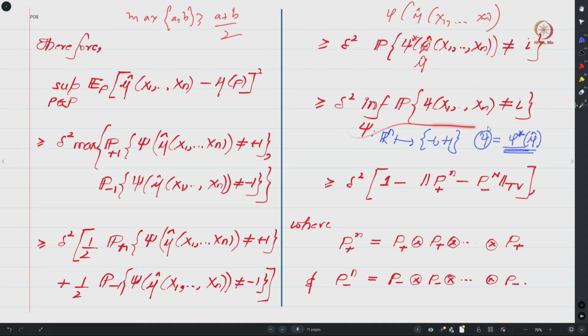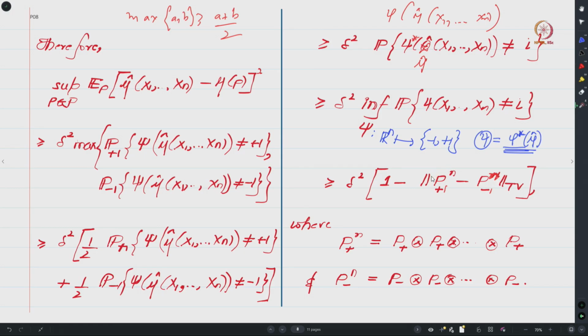Now why are we doing this? Well, from information theory, the details can be found in this John Duchi lecture notes, one can show that this infimum is actually lower bounded by the total variation distance between the n-fold product of your P plus 1 distribution and P minus 1 distribution, okay. So this n and n should be the same.